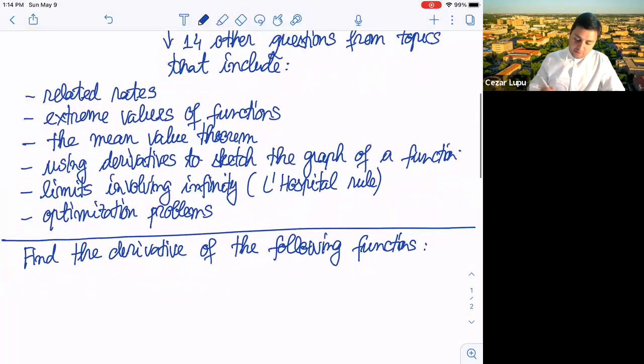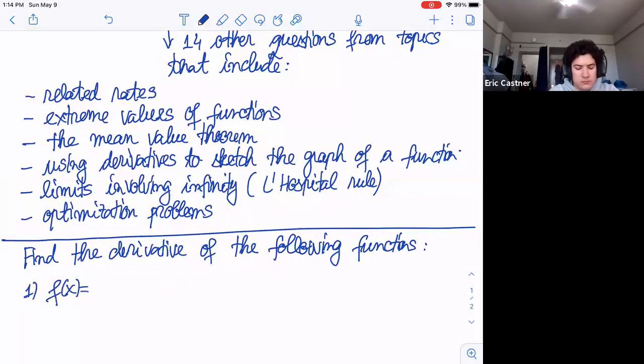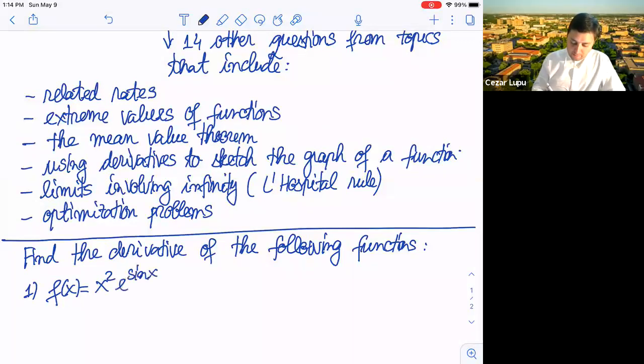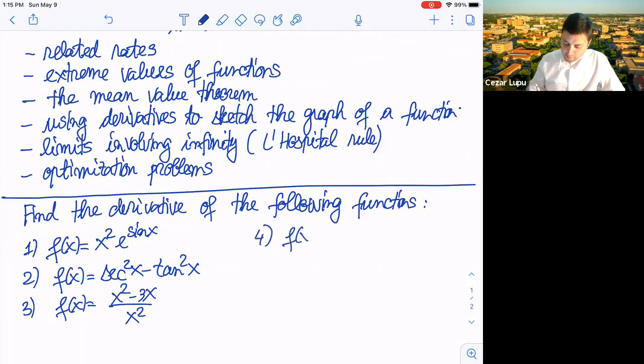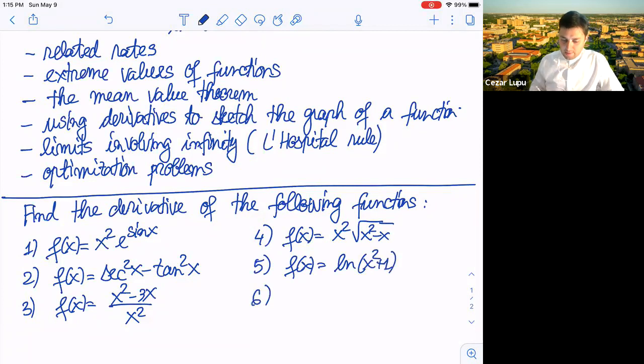So the following functions, and the first one, let's say, is f of x equals x squared times e to the power sine of x. The second one is f of x is secant squared of x minus tangent squared of x. And the third one is f of x equals x squared minus 3x over x squared. Fourth one is f of x equals x squared times square root of x squared minus x. Fifth one is f of x equals ln of x squared plus 1. And the sixth one, let's say, is f of x equals e to the power x over x.